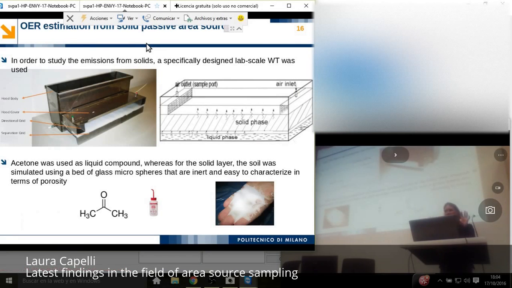We schematized it in a very simple way, and we didn't have a soil. In fact, we had an emitting liquid on the bottom, and then a layer of porous solid above it. So it's far away from the real situation. It was just a way we adopted in order to be able to write some kind of model describing it. But of course, it's still a step behind what should be done.